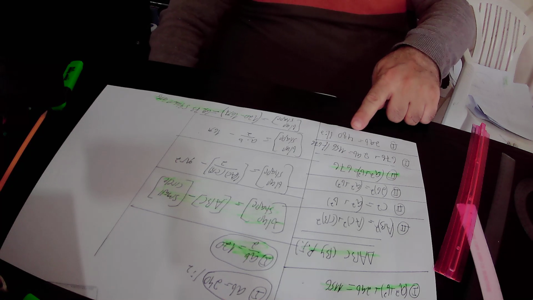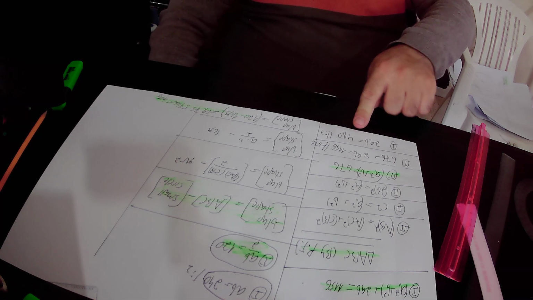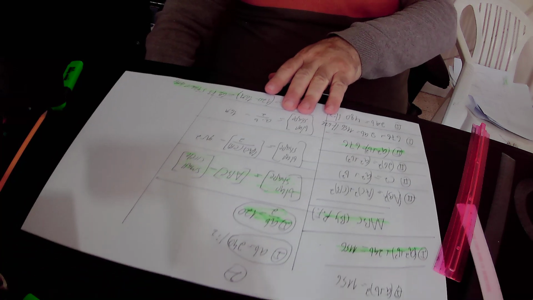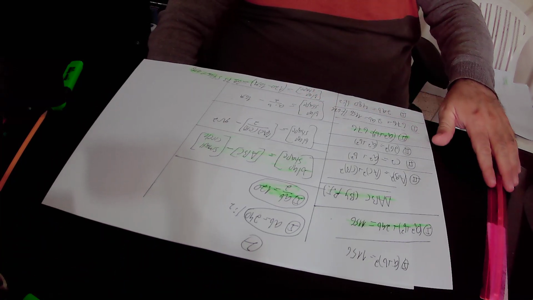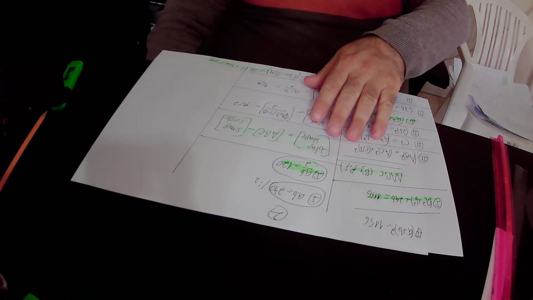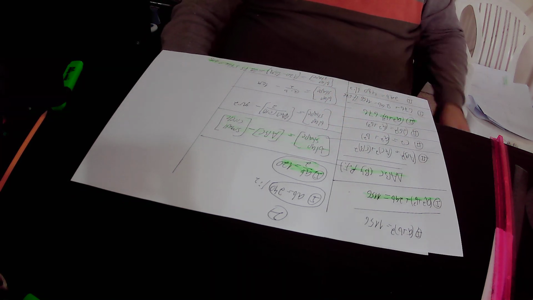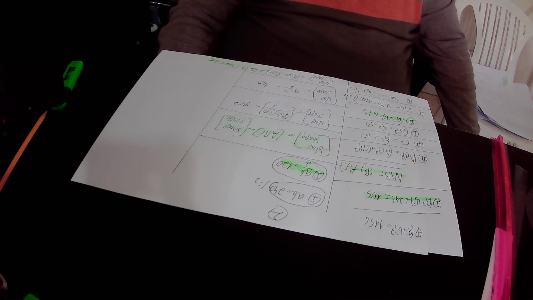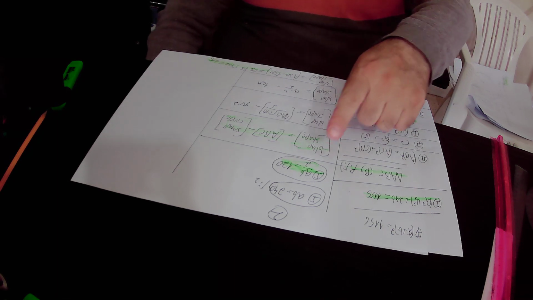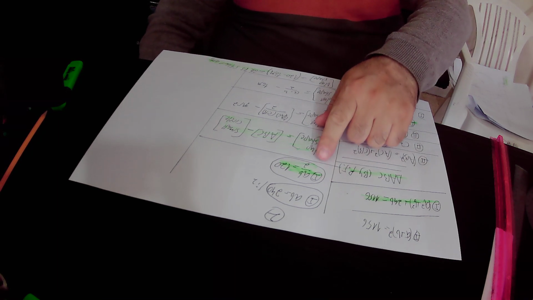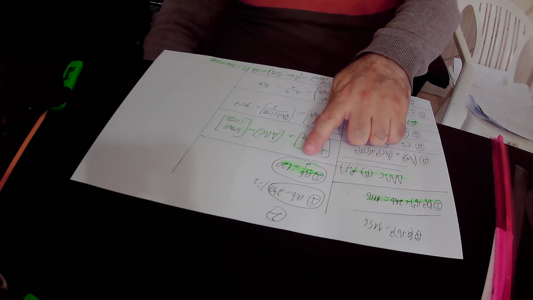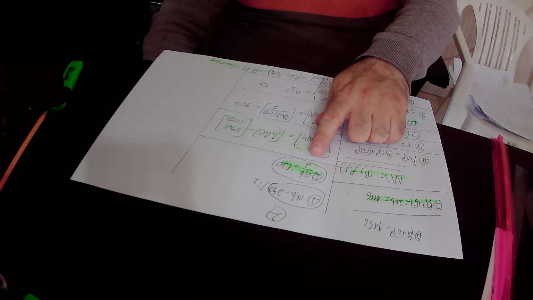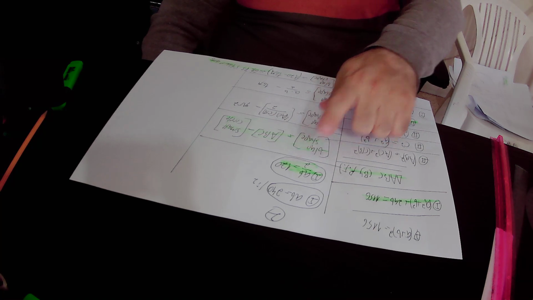We divided this equation by 2, and we found out that A times B equals 480 over 2. 480 over 2 is 240. So we found out that A times B equals 240. We divided this equation by 2, and we found out that AB over 2 equals 240 over 2, which is 120. So AB over 2 equals 120.